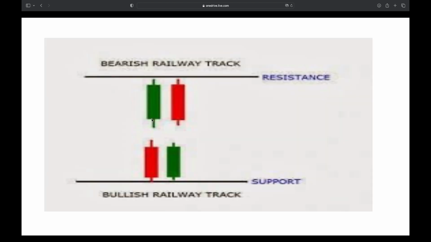This is a bearish railway track. They're like two train tracks. The market going up hits resistance on this bearish candle to show us a signal that the market is going down. This is a bullish railway track. The market is coming down, then they bounce off support and form a green candle. That's a signal that the market is going up. Okay? Remember, it's happening at support and resistance, key levels.